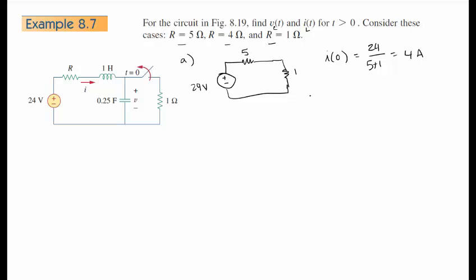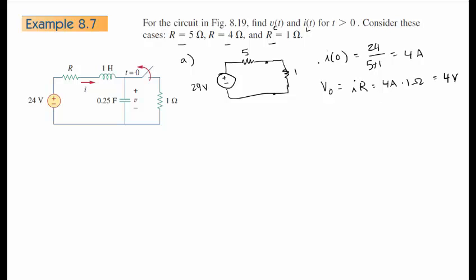The other initial condition that we may need is the voltage across this capacitor, V0, before this switch is opened. So that would be the voltage between here and here. That's pretty easy to get. It's going to be the I we've just found, I times R. So it's 4 amps times 1 ohm, which equals 4 volts.